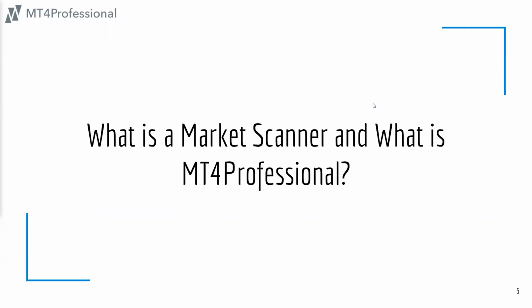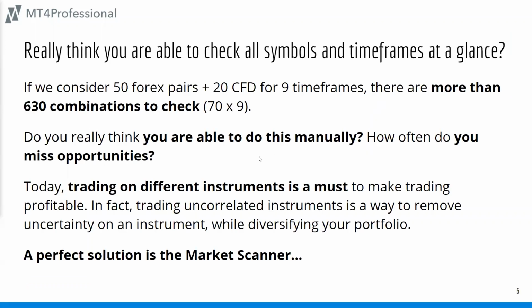So what is a scanner and what does it do? Most people know and understand what a scanner is, but if you're looking at Forex on the MT4 or MT5 platform, you're looking at 50 different Forex pairs, 20 CFDs, and 9 timeframes. It's more than 630 combinations that you have to be looking at constantly and checking. Do you really think that with that many combinations, you're able to do this manually? Do you think that you're missing opportunities? Well, I think that you are. I used to miss them all the time.